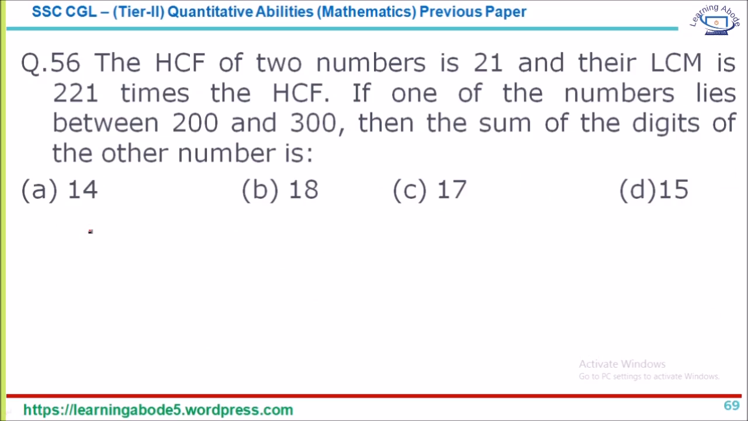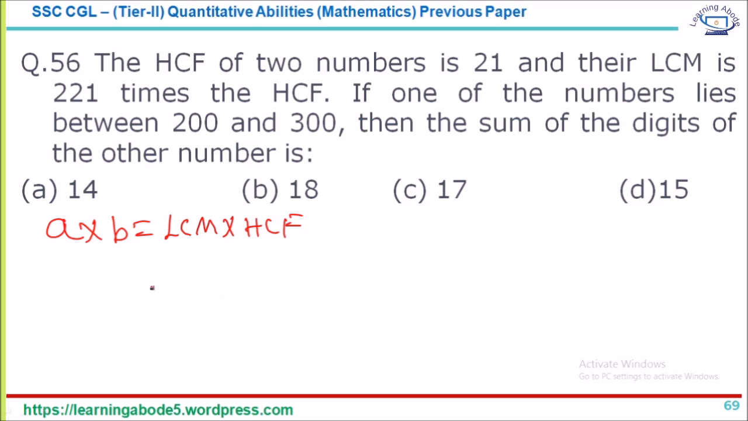The next question. The HCF of two numbers is 21 and their LCM is 221. Sorry, the LCM is 221 times the HCF. If one of the numbers lies between 200 to 300, then the sum of the digits of the other number is? Now, see, we know the relationship that the product of two numbers A and B can also be obtained by the product of their LCM and their HCF.